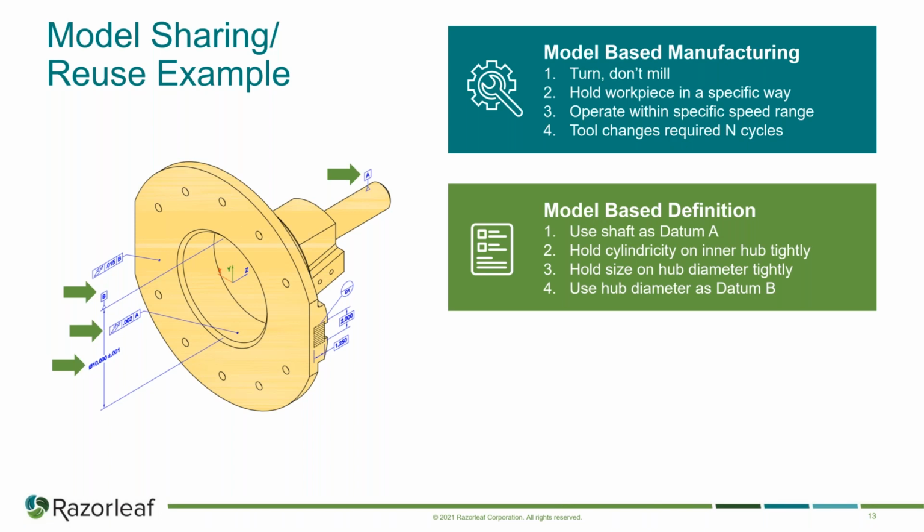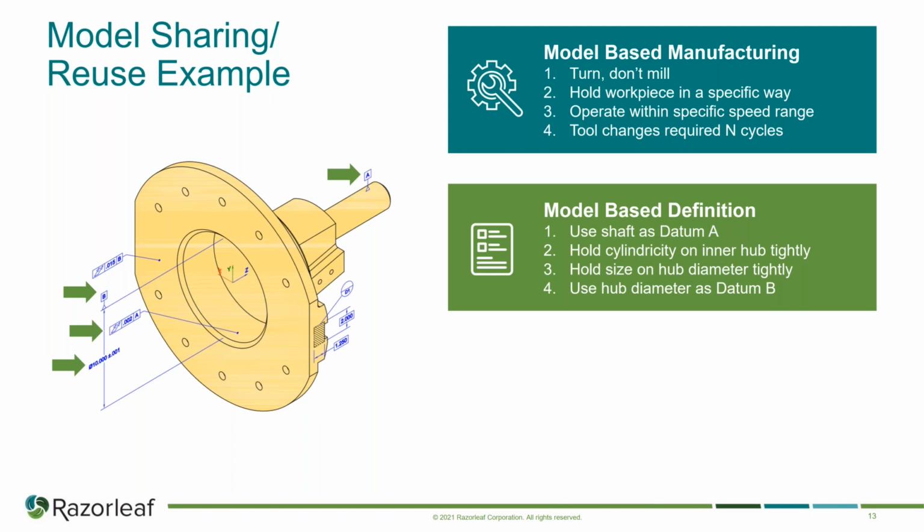Turn it, don't mill it. Hold the workpiece in a certain way. Operate within a specific speed range when you're doing the turning. You're going to need to make a tool change every n number of cycles. Those are the kinds of things that this other machine can get out of having shared the model and understanding the intent that was baked into it.